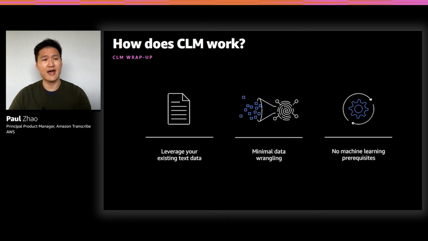Custom language models is a powerful way to leverage text data that you already have. As you saw, it's very easy to use. It requires absolutely no prior machine learning experience and hardly any data wrangling expertise whatsoever. So with CLM, you can build these custom models that are tailored for your use case to optimize for transcription accuracy for whatever domain of operation that you may have for your business. Custom language models is available in all AWS regions where Amazon Transcribe operates. And as mentioned, CLM currently supports batch transcription.